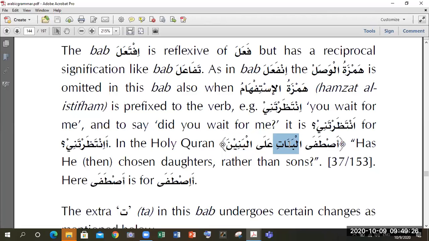Bint means singular girl. Bint, girl, है ना? We say Aisha bint Abu Bakr, Abu Bakr, ना? Aisha, yani because this is the style of Arabs. They always use the father's name, either adding bint or bin, bint for girl and bin for boys. Bint, daughter. Aisha bint Abu Bakr.